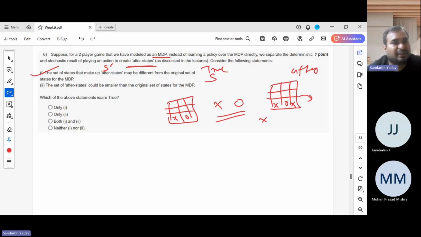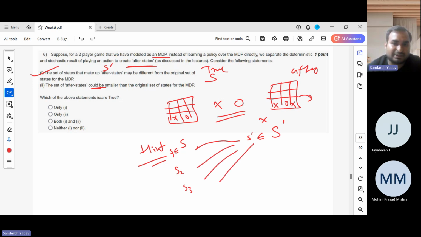Now the second question is: the set of after states could be smaller than the original set of states for an MDP. Can it be? Maybe I'll give you a hint. Suppose small s is one state from the set S, and small s dash is one state from the after states, indexed s1, s2, s3. Many states can map to the same after state, so it can be smaller. Based on that, you can get the answer.